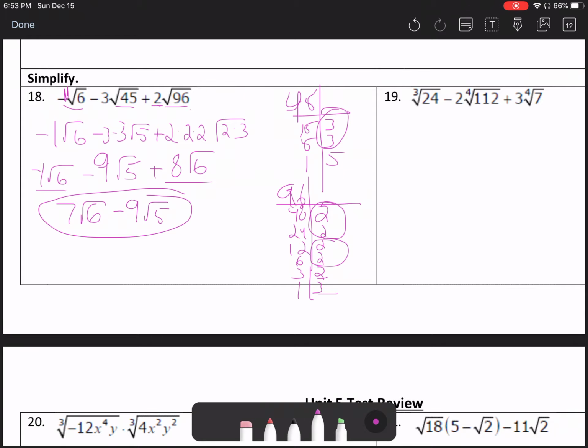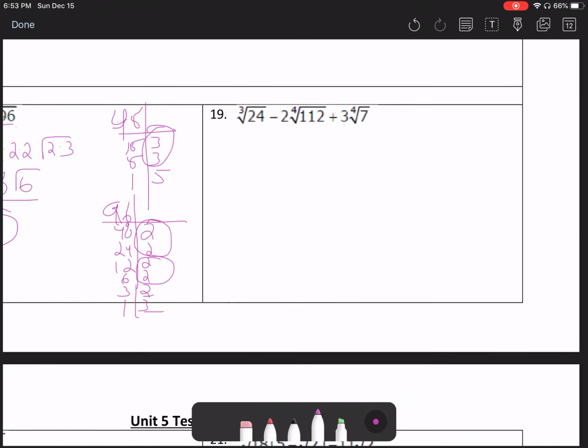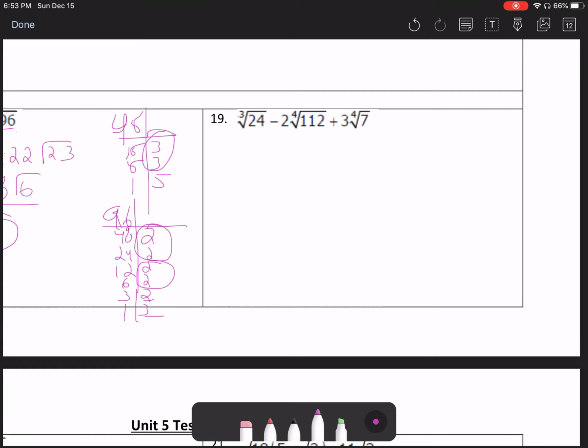Okay. 19. Very similar to that. I already know that I'm not going to be able to combine the 3, the 4's, but it does say simplify, so I need to make sure I simplify each of these anyway. So I start out with my 24. 24 divided by 2 is 12. 12 divided by 2 is 6. 6 divided by 2 is 3. 3 divided by 3 is 1. I'm looking for a set of 3, so on the outside, this is going to be 2 cubed root 3.